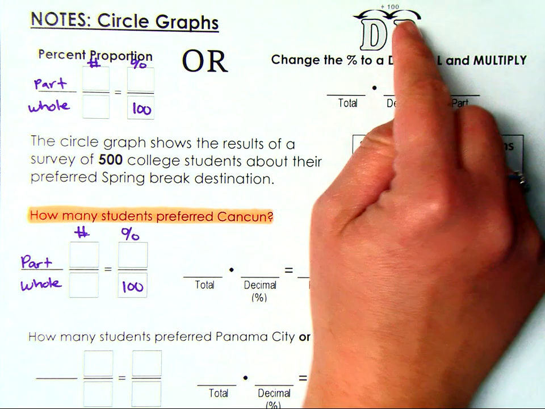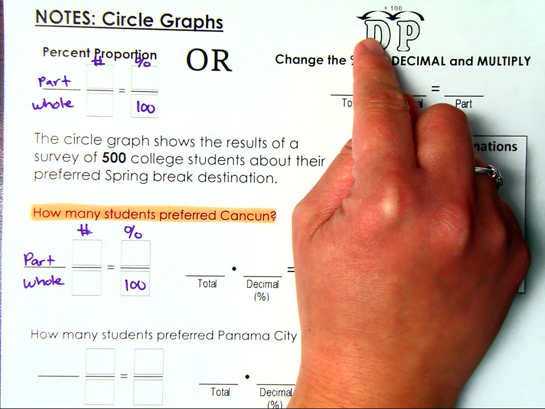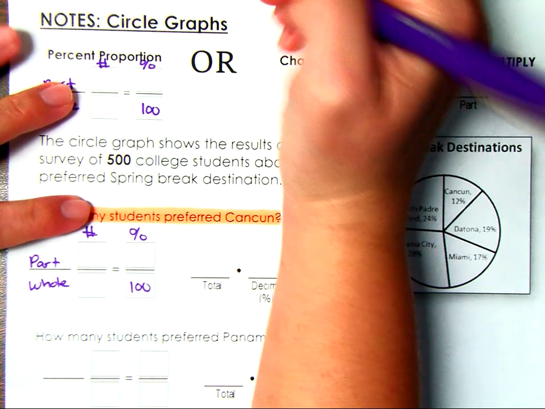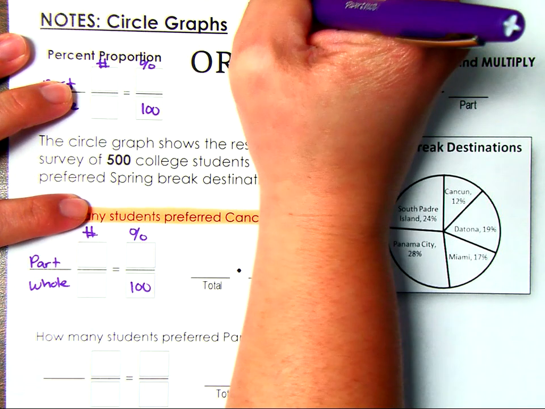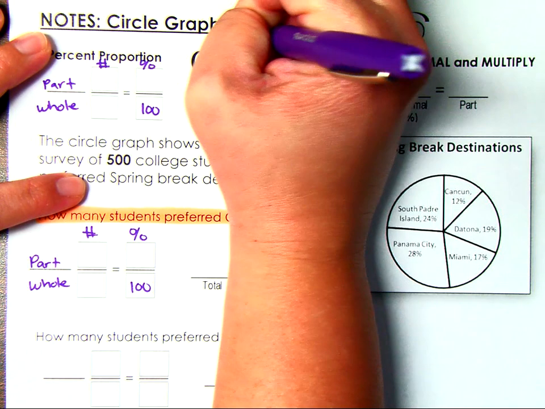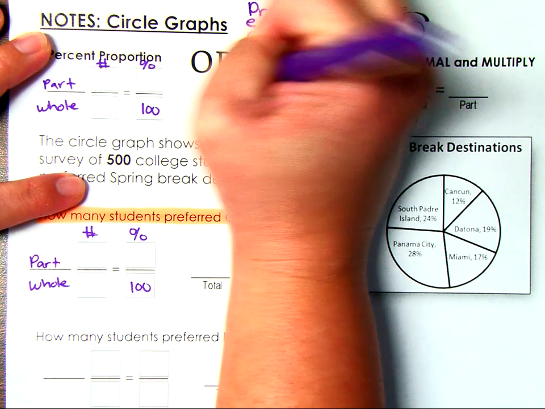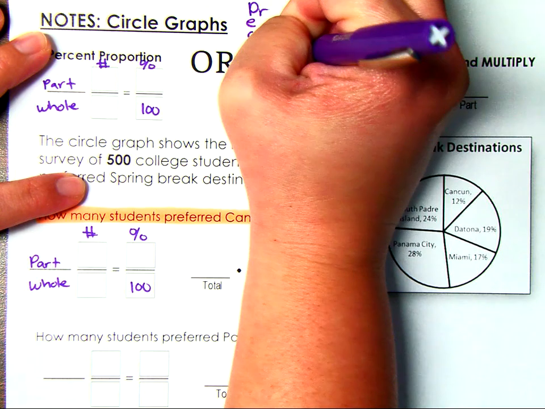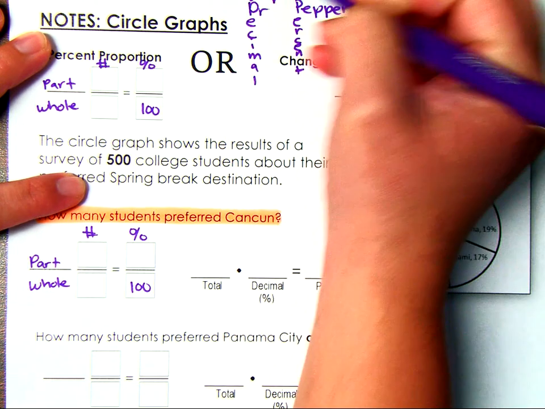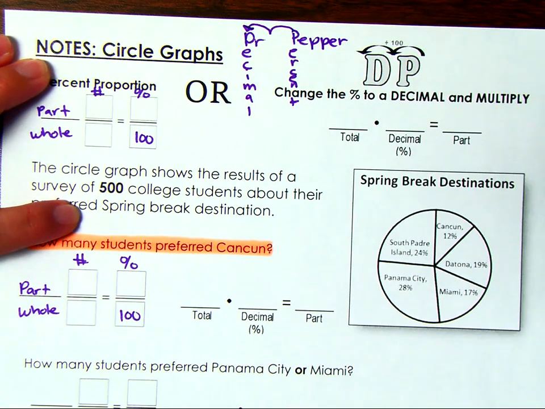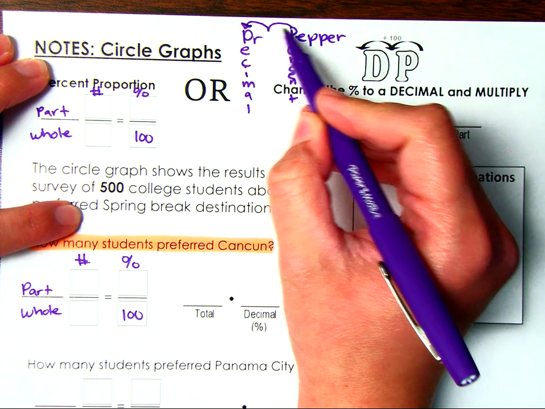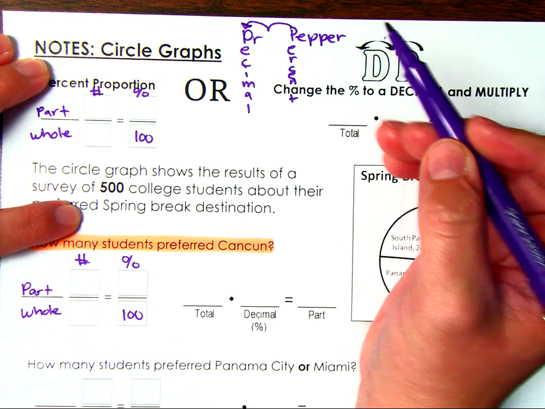Now we have a little visual up here from percent to decimal. It's called the Dr. Pepper trick. It's not really what the D and the P stand for in Dr. Pepper, but it's just a little visual for you. If this is decimal and this is percent, you take 2 jumps to the left to get from percent to decimal. That means to go from percent to decimal, you move the decimal 2 times to the left. I'll show you what that means.